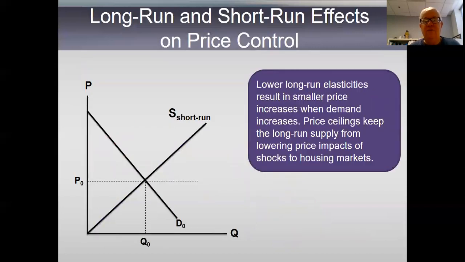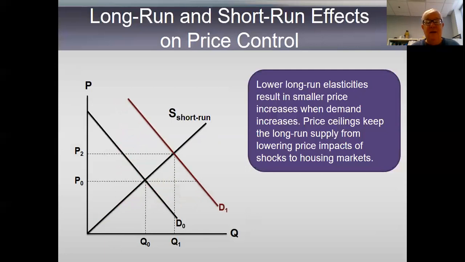Now let's think about the difference between the long run and the short run effects of price controls. Generally, long run supply curves have elasticities that result in smaller price increases. That's simply because if you give people more time, they can begin to search for and find the substitutes that will enable them to avoid an increase in price for the goods they want to see. So the short run is going to have a very different response than the long run. So let's look at that on the graph.